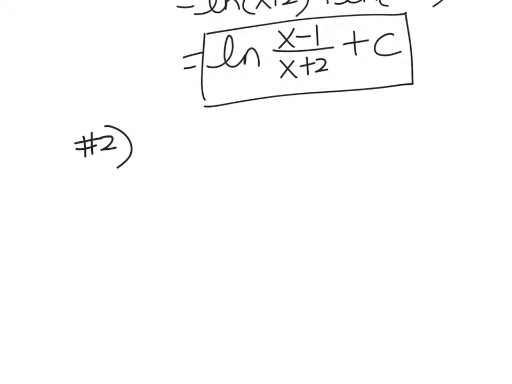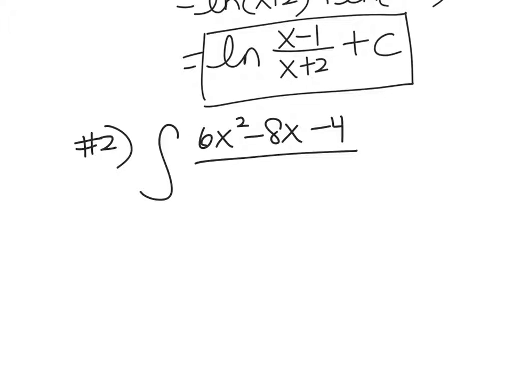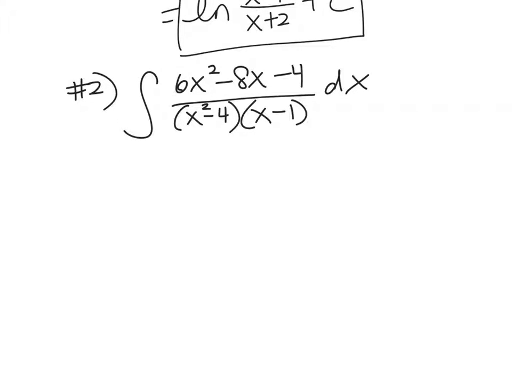Okay, so here we go. We're going to integrate 6x squared minus 8x minus 4 over x squared minus 4 times x minus 1 dx. Okay? It's just the thing about this one, it's going to be a 3 by 3. So it makes it a little tougher. Okay, so here we go.